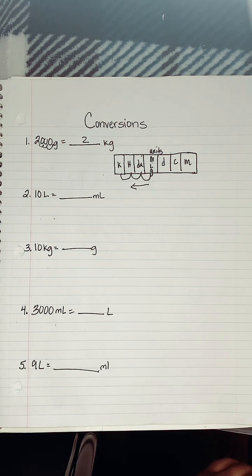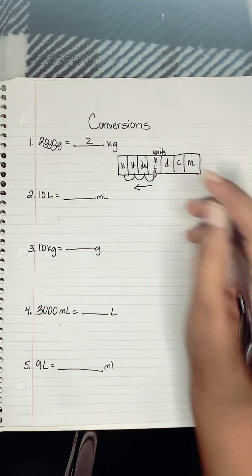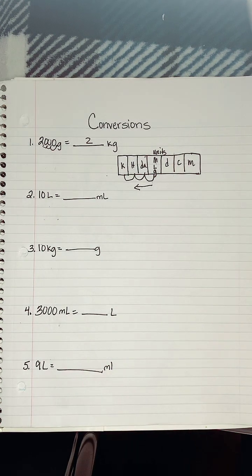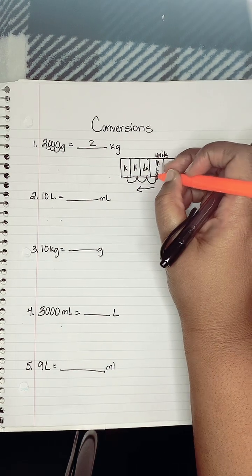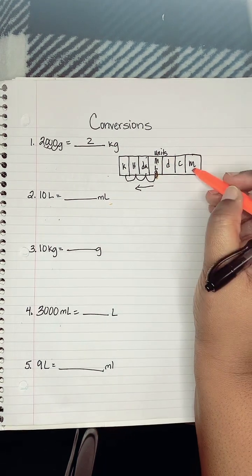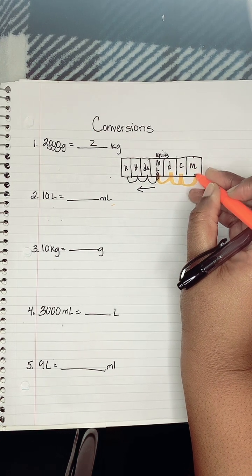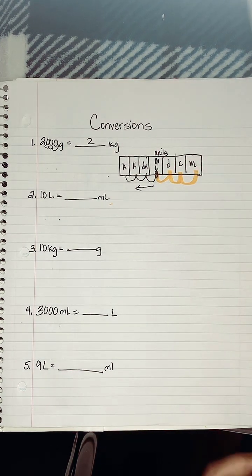$1,000. Okay, we got 1,000 in there. Oh, we got 10,000. Okay. All right, so we're starting with liter. So I'm going to start here at the liter. Then I'm saying, how many places am I moving to get to milliliter? Well, 1, 2, 3. Okay.